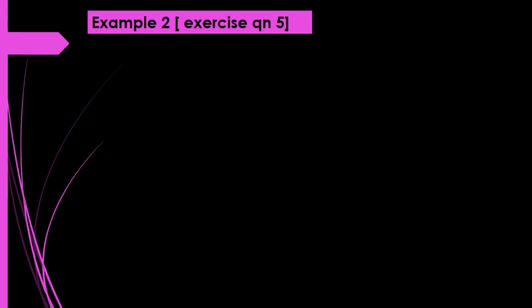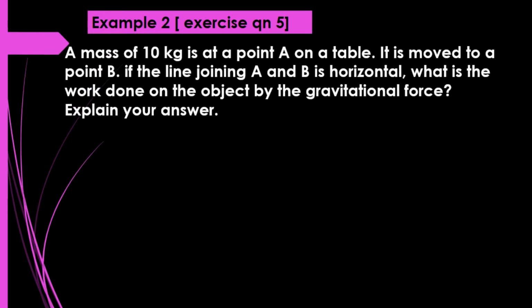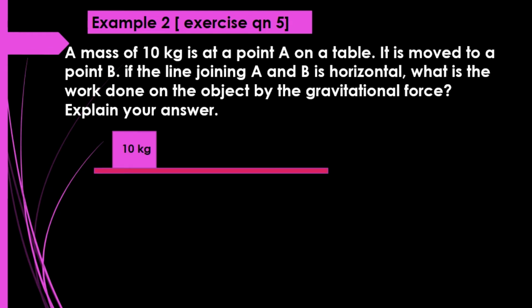Second example. A mass of 10 kg is at a point A on a table. It is moved to a point B. If the line joining A and B is horizontal, what is the work done on the object by the gravitational force? Explain your answer. In this question, it is mentioned that a mass of 10 kg is at a point A on a table. Consider a mass of 10 kg kept at a point A on a table.